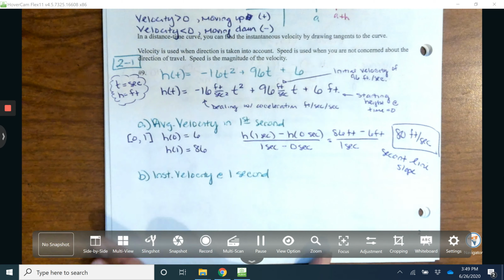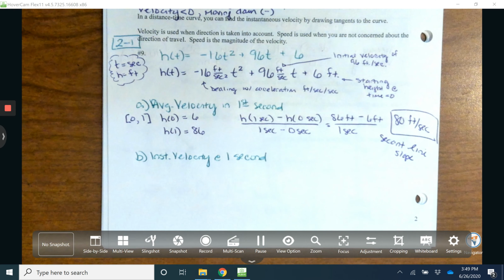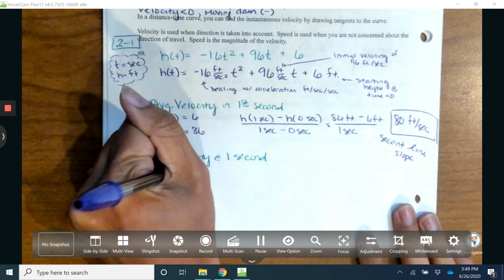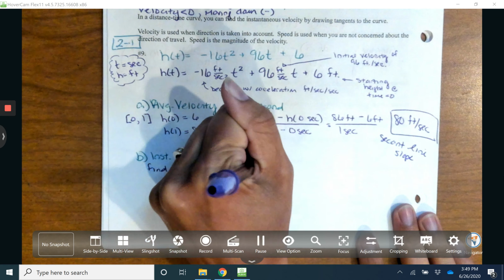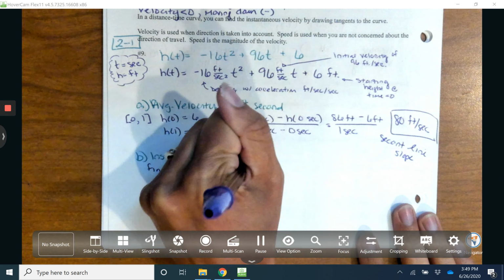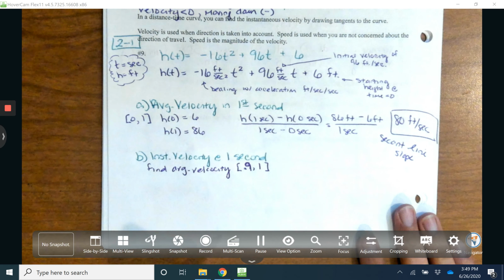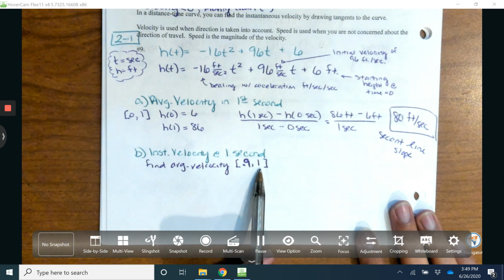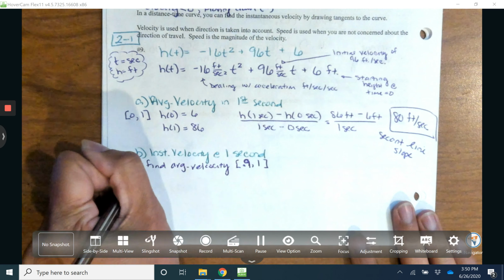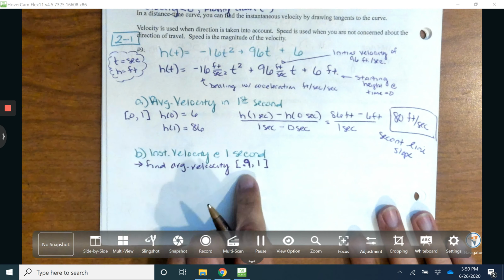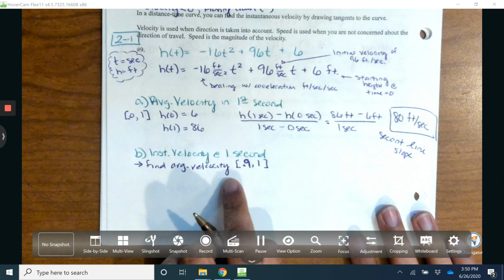But for the instantaneous velocity at 1 second, what I want to do is find 2 points really close to 1. So I can find the average velocity from 0.9 to 1. So this is my interval. Those are 2 times, a time of 0.9 to a time of 1. We already know what h of 1 is, but we can plug in 0.9 and see what we get. So that's the first thing I'm going to do. I'm going to find that average velocity with a point that's just to the left of a time of 1.